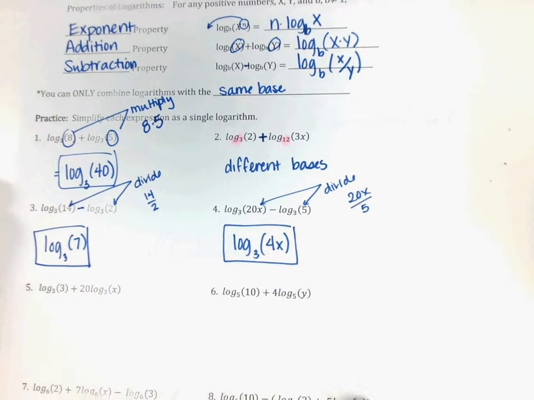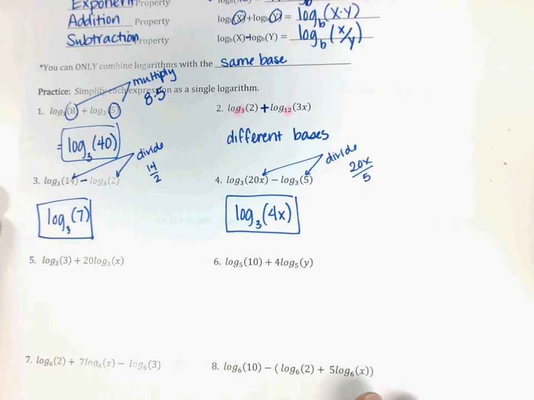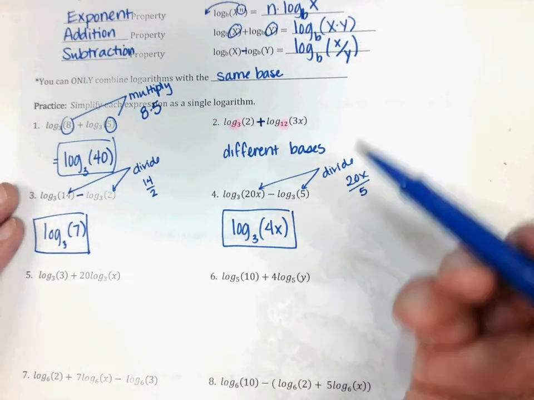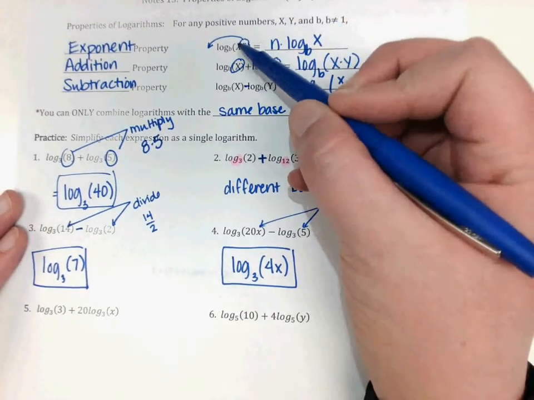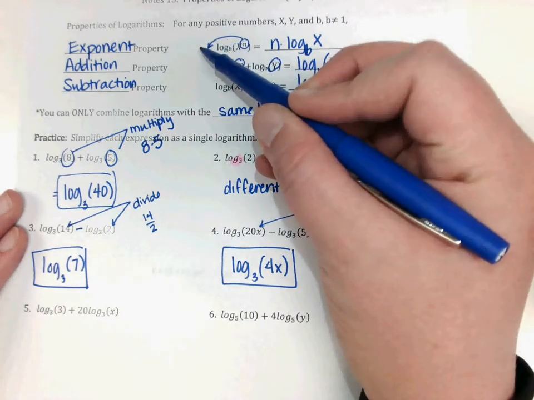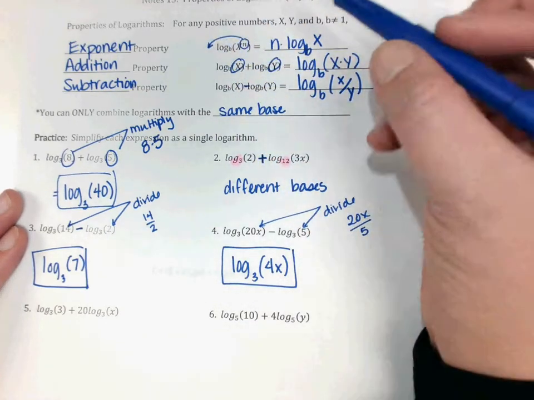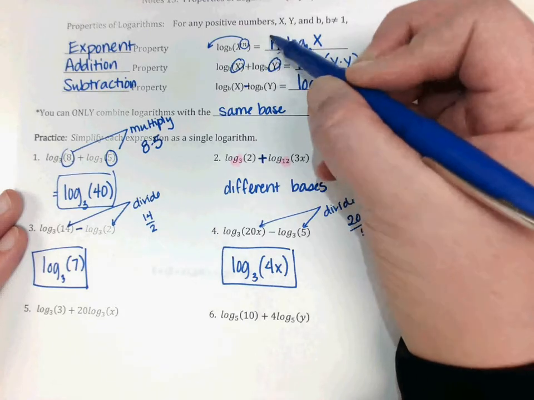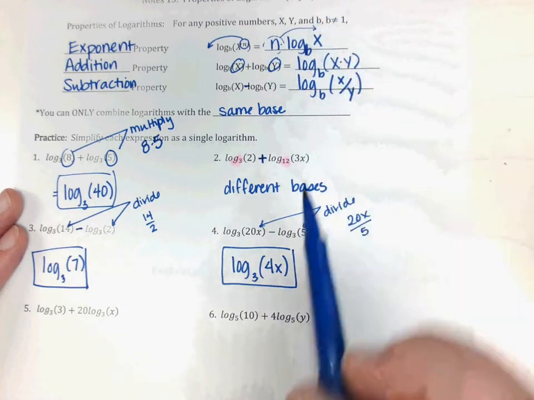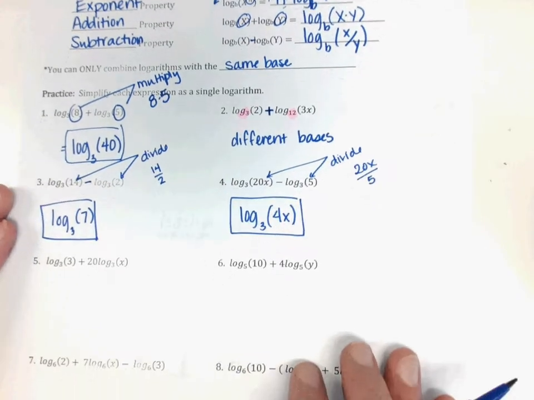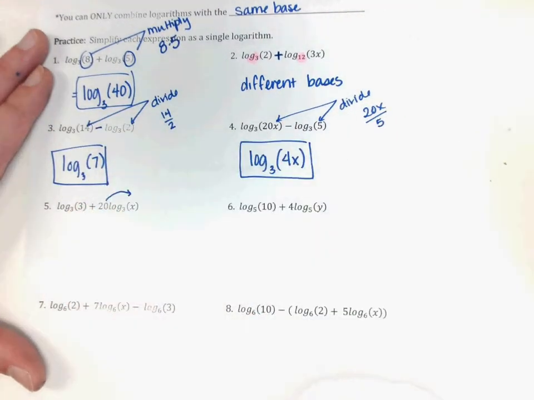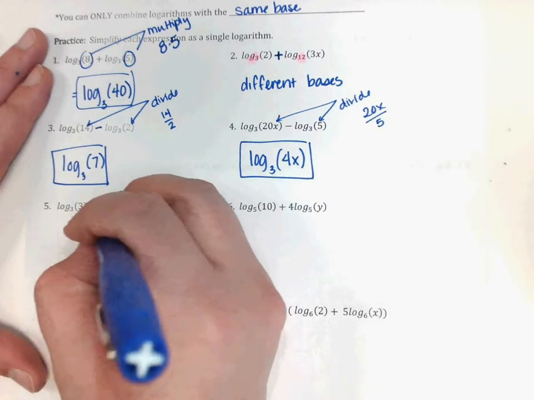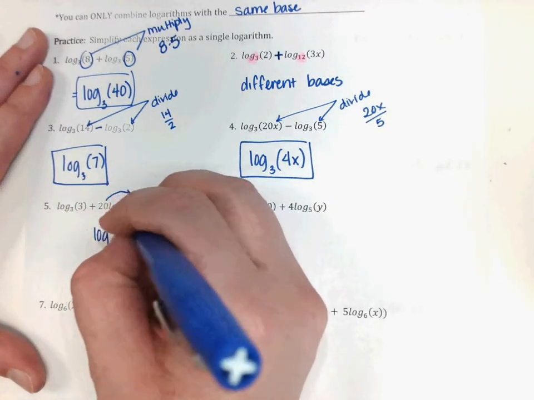Okay, next one. The first thing that I want you to pay attention to on number 5 is that you have a number in front of the log. That is the exponent rule. So I'm going to come up to the exponent rule here and point out that whenever I have a number up top, it can move down to the front. Well, then the same is true of the reverse. If I have an n in the front, I can bring that up and apply it as an exponent. That's what I'm going to do with the 20 on number 5. So this 20 is going to come up and be log little 3 of x to the 20.